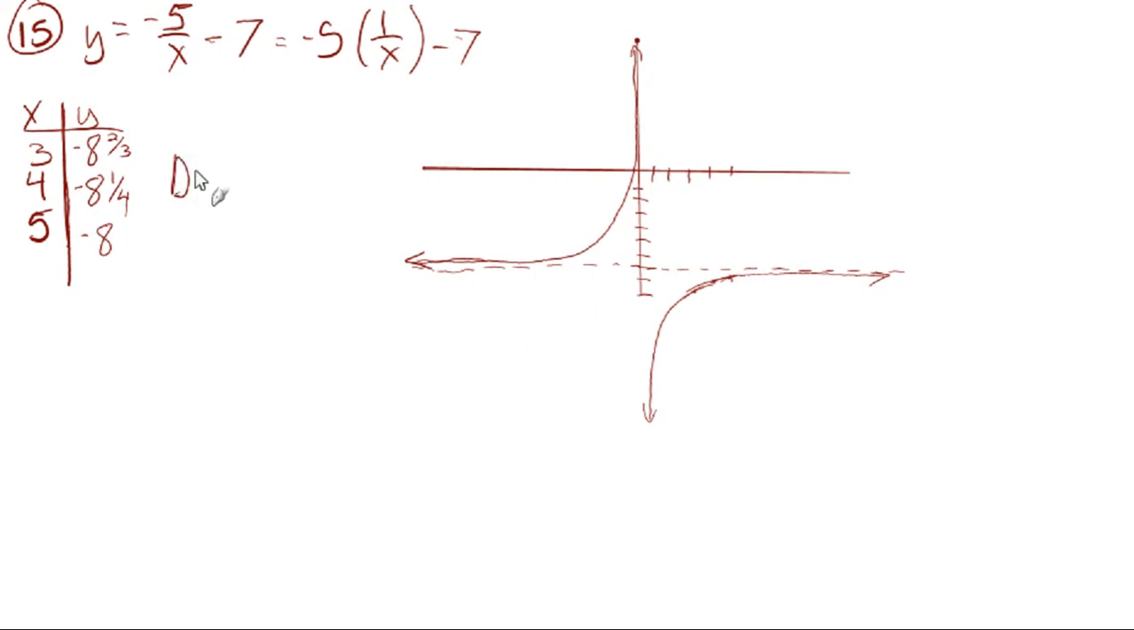What's the domain? The domain, all the values that you can put in for x. Well, we'll start to see a pattern here. Nothing in the denominator is any different than the original function 1 over x. So the only thing you can't put in for x is 0, because that would make the denominator 0. So any number will do, any real number, except x cannot be 0. How about the range? Y is going to take on all values except it will never quite be -7.